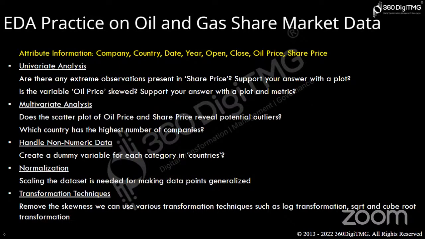Now we have to look into whether the date is sequential data. Are we using this particular data in our analysis? If we are using it, why are we using it? Is it for forecasting or for any other analysis? That we have to consider. Year, which year? We have a sequence of years. Opening is continuous data. Closing is continuous data. Oil price, share price, all these are continuous data. The different questions we have: are there any extreme observations present in share price? Maybe the average, when we take a mean value, is $10,000.